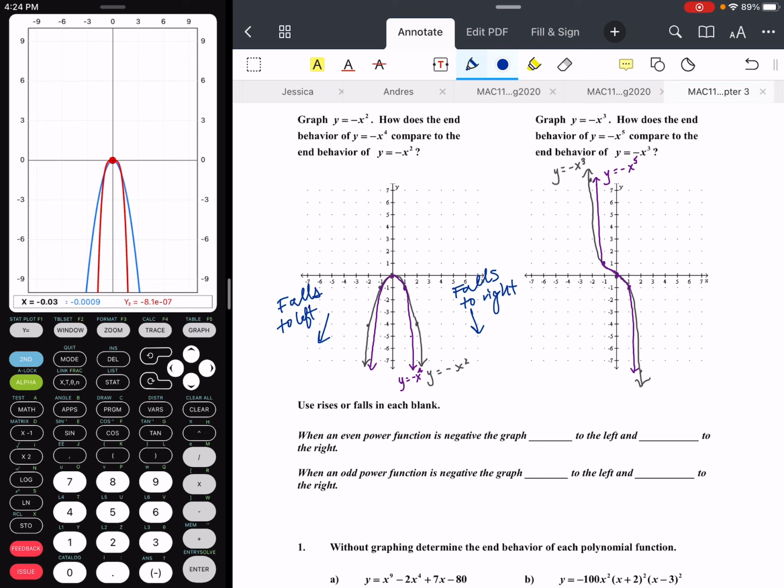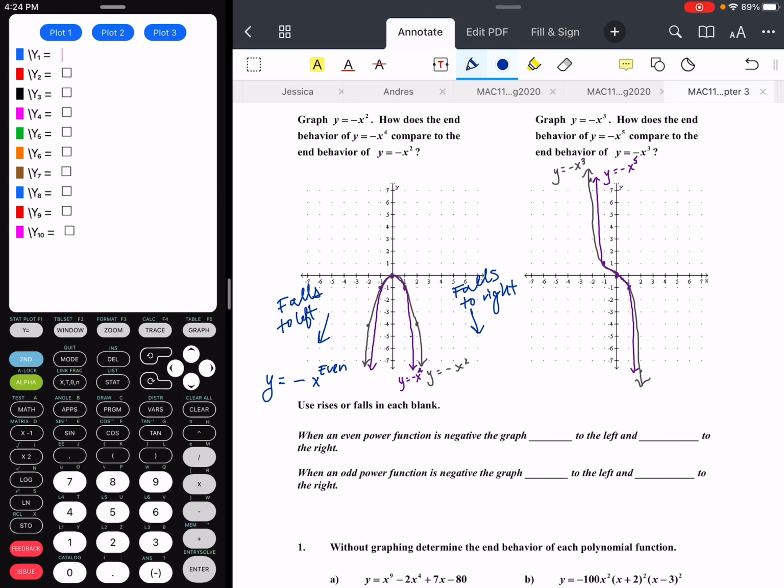Okay, and in general, this will be true whenever you have y equals negative x raised to some even power. So if you have a negative coefficient, x raised to an even power, you'll see this similar end behavior. And finally, let's look at y equals negative x cubed.